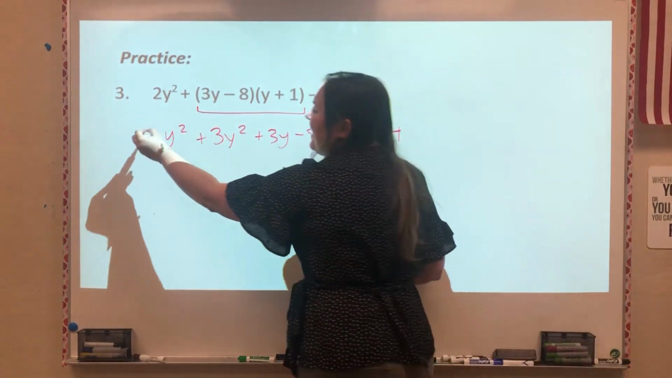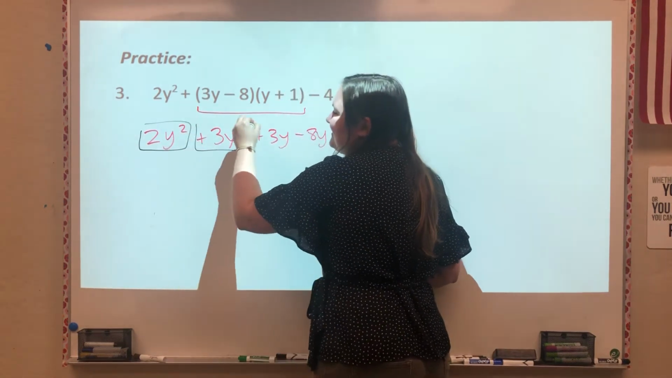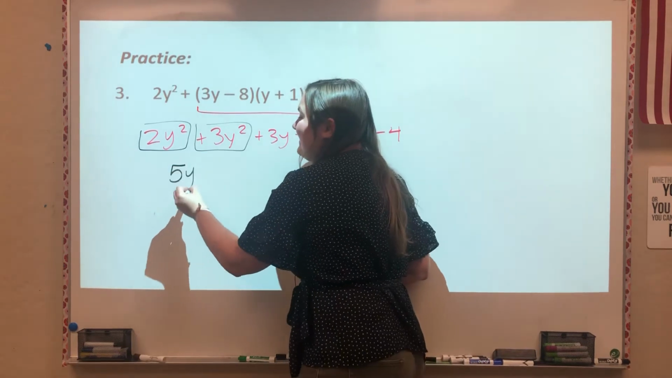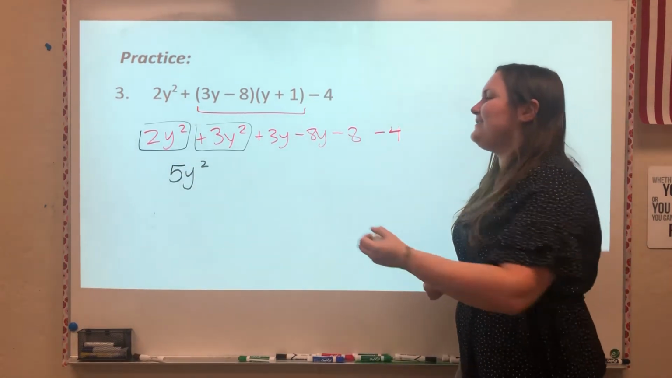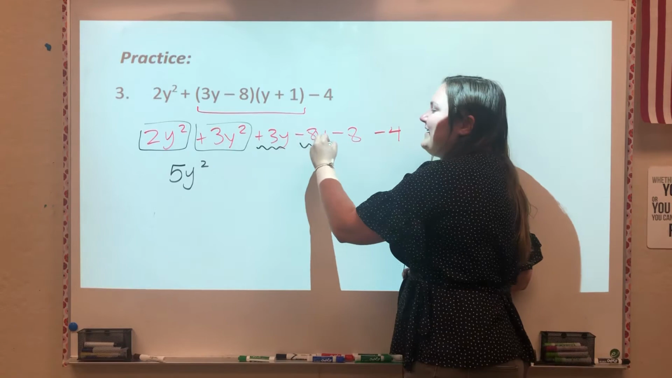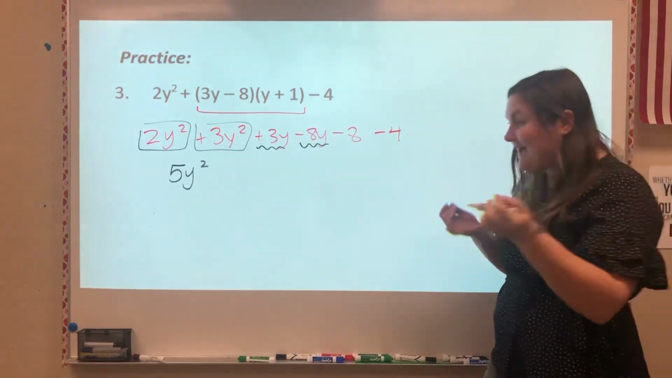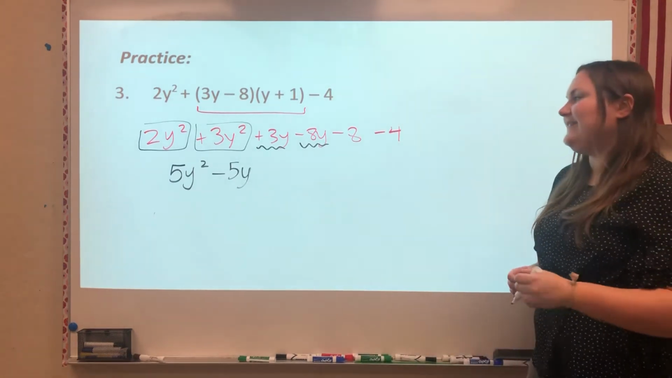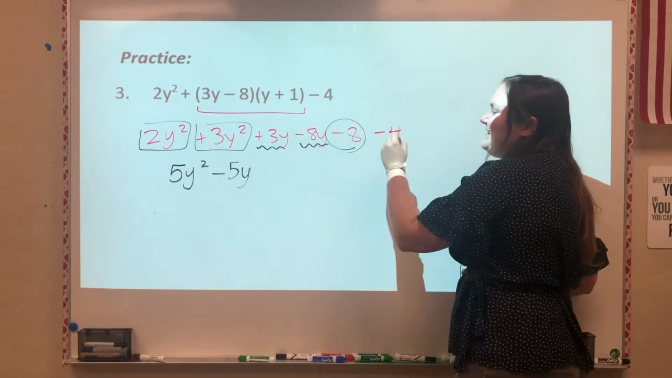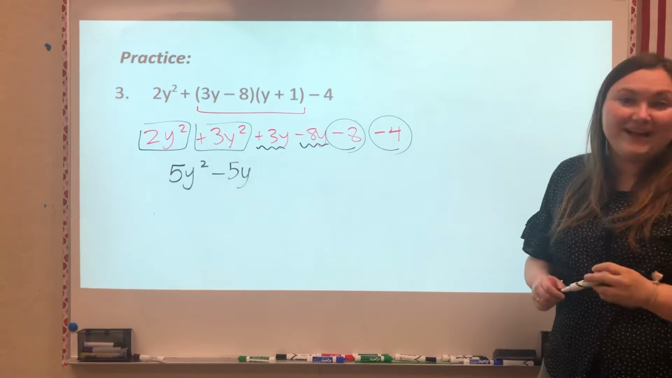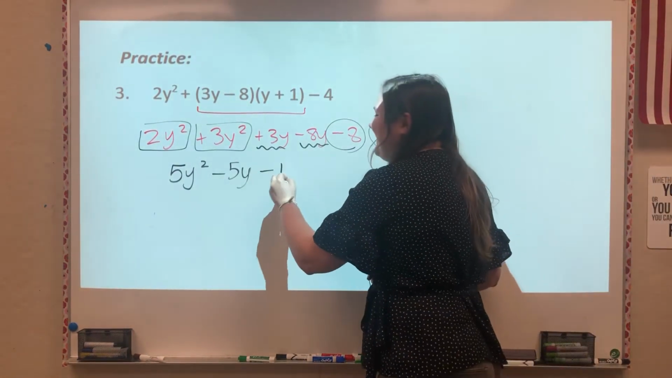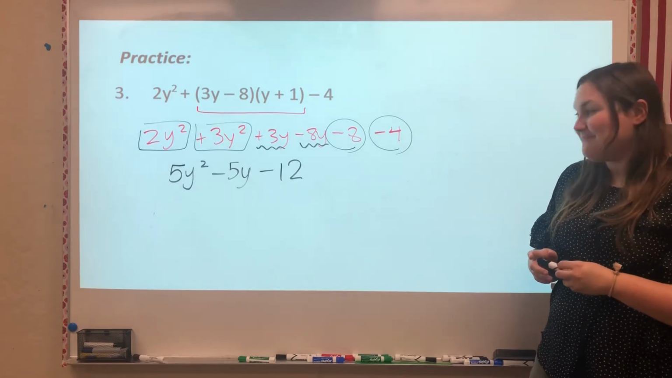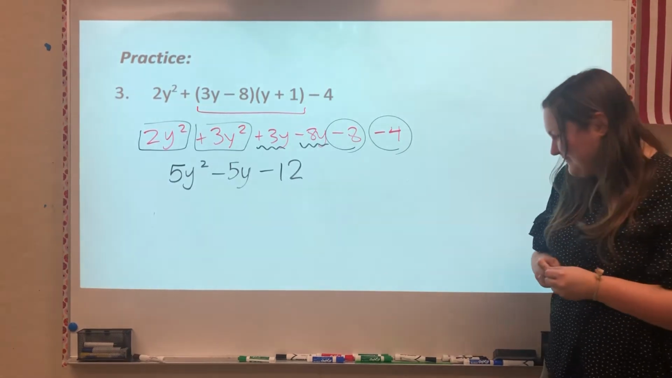Well, I see I've got a 2y squared and a 3y squared, so I can go ahead and combine those and get 5y squared. I also see I've got a 3y and a minus 8y. I can combine those and get minus 5y. And then the last part, I've got 2 numbers. I've got a minus 8 and a minus 4, so I can combine those and get minus 12. So our final answer, we've got 5y squared minus 5y minus 12.